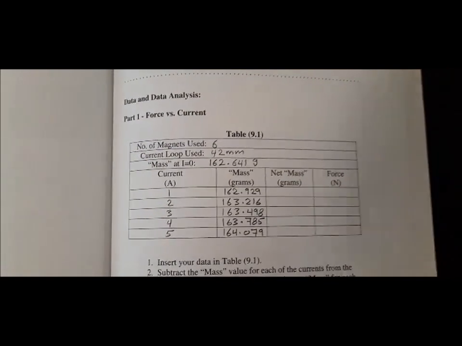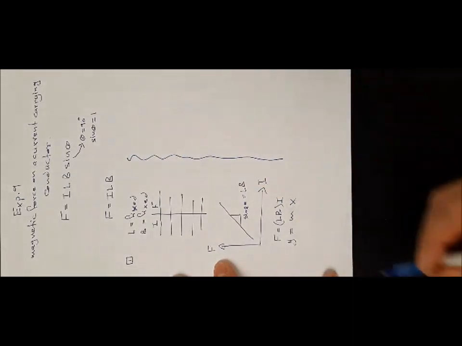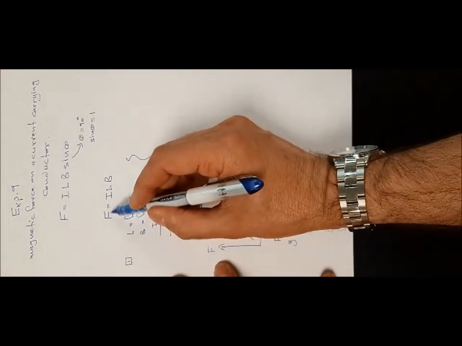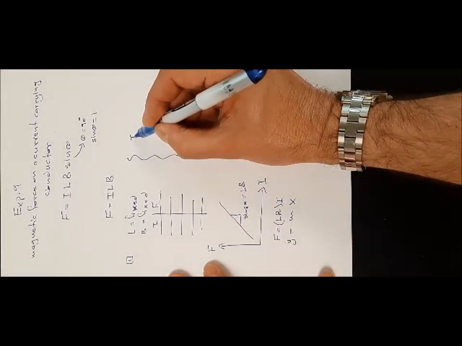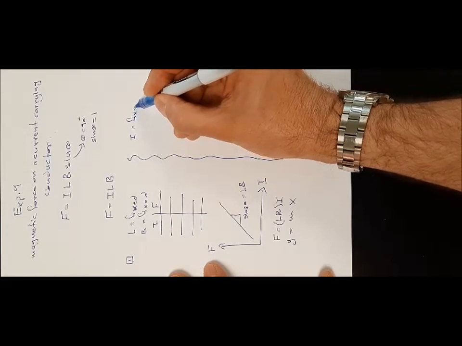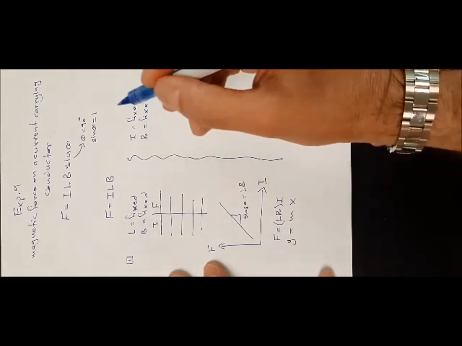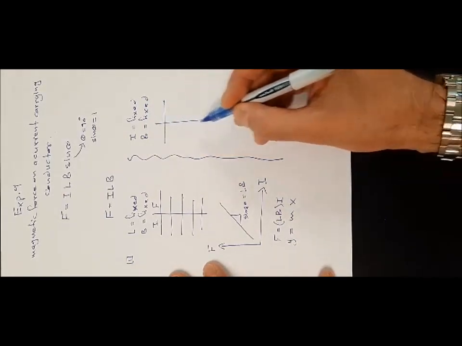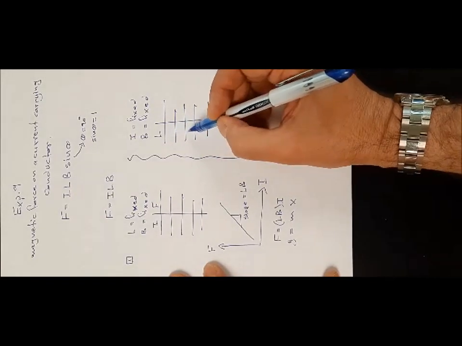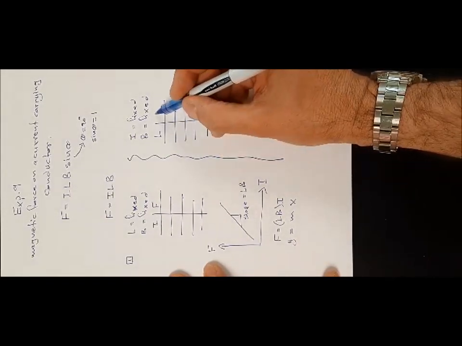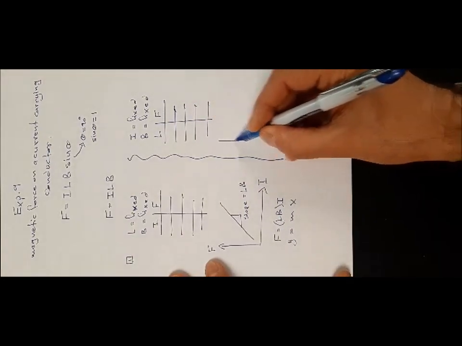Now in the second part of this experiment, we will investigate the relation between the force and the length of the wire. So we will use a fixed value of the current and fixed value of the magnetic field. Then we will use several lengths. We will use different wires of several lengths, and for each length we will measure what is the force. And we'll make another graph.